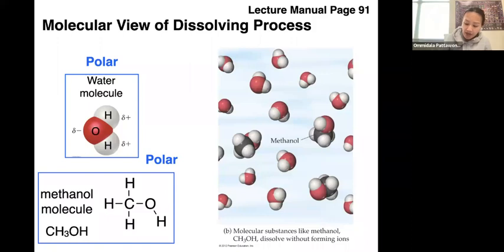Therefore, the interaction between water and methanol will not be ion dipole, because methanol doesn't create ions. Instead, the interaction between water molecule and methanol would be hydrogen bonding. The hydrogen atom in methanol right here is going to behave as a hydrogen bonding donor, and this oxygen here is going to behave as a hydrogen bonding acceptor, and that is the interaction between the two. Same for this one too, so it's going to be this interaction right here.